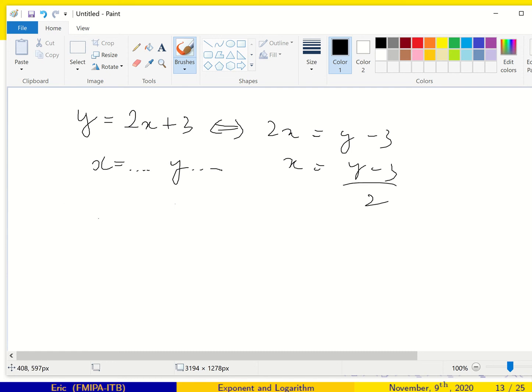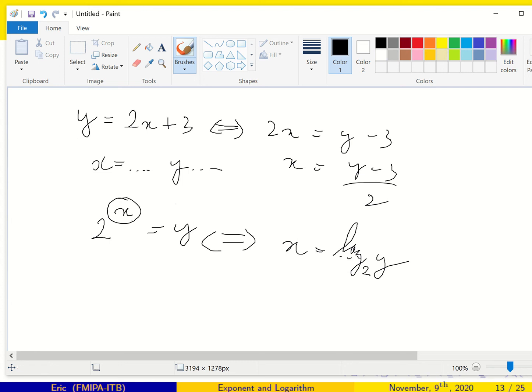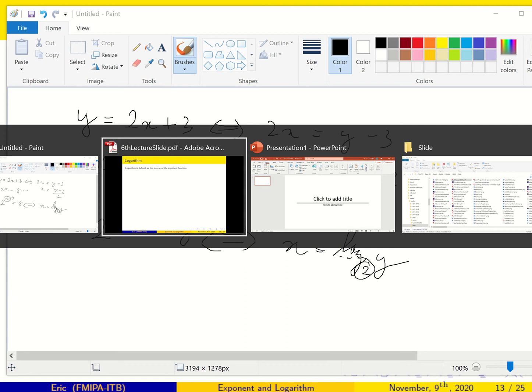What about if I have 2 to the x is y? I want to have x as a function of y, and this function of y we usually call log with base 2. So this is just the inverse function. If I want to find what x is, what the exponent is here, the exponent is given by the logarithm of y with base 2. So this is just the inverse.